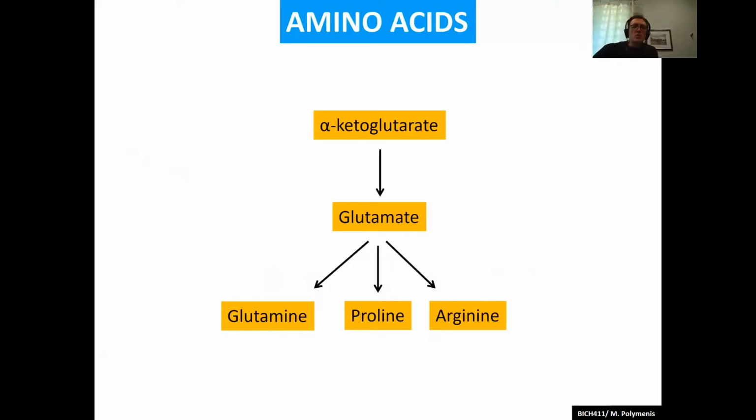All right, so we've seen how you go from alpha-ketoglutarate to glutamate and glutamine. A couple of words for proline and arginine, and from now on, the enzymes really become a long series of reactions. We're going to try to go through them, not in detail, but focusing on some major themes, hopefully, and see what we learn.